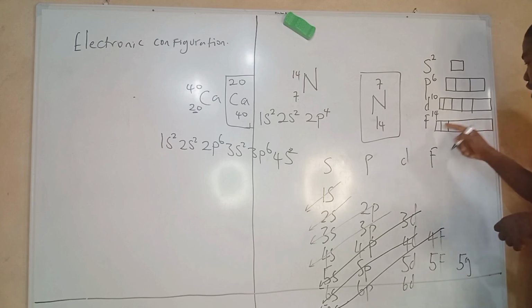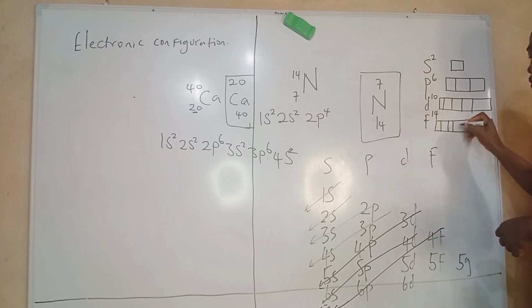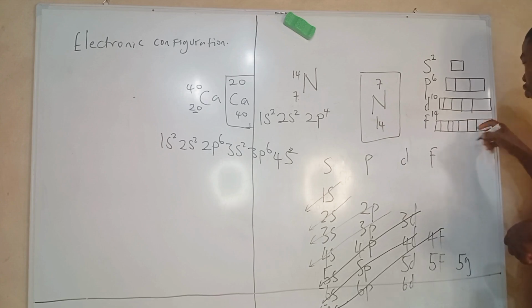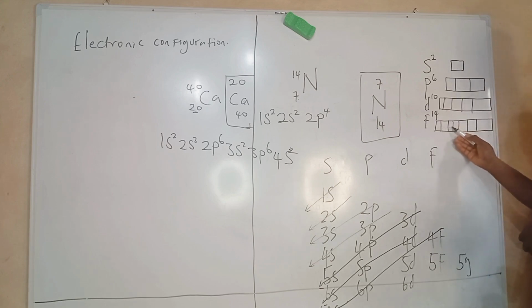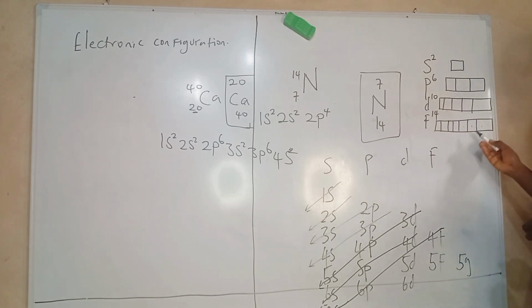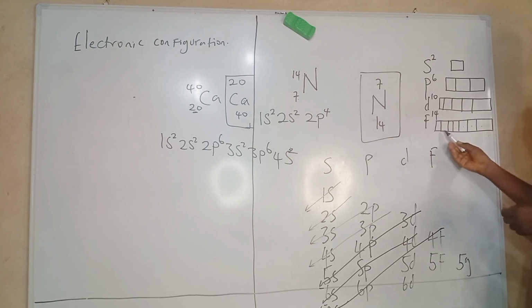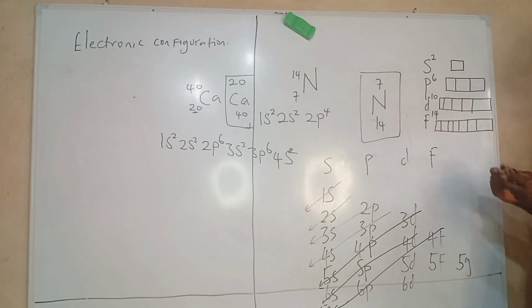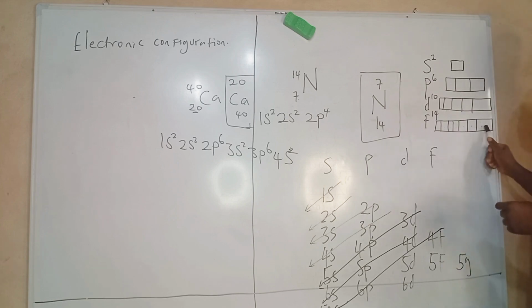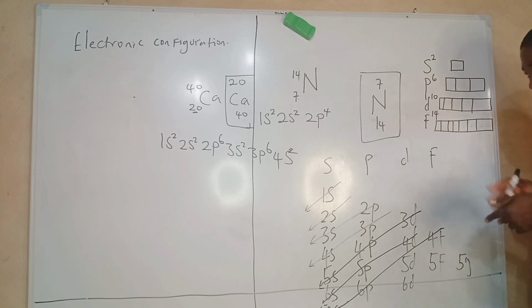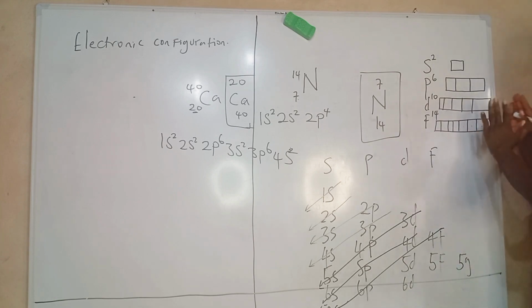F is 7 orbitals: 1, 2, 3, 4, 5, 6, 7. So if you put 2 in each of the seven orbitals, you should have a maximum of 14 electrons. So this F subshell can take 14 electrons, but each of the orbitals takes a maximum of 2. Okay, that's that.